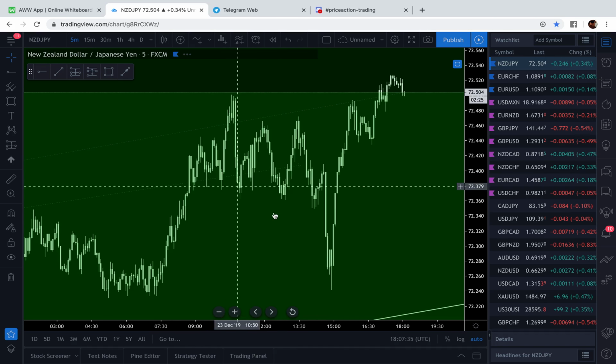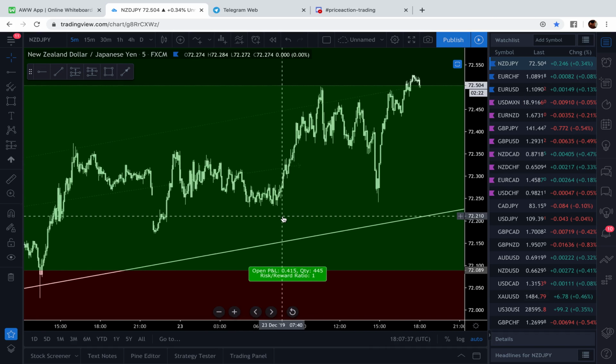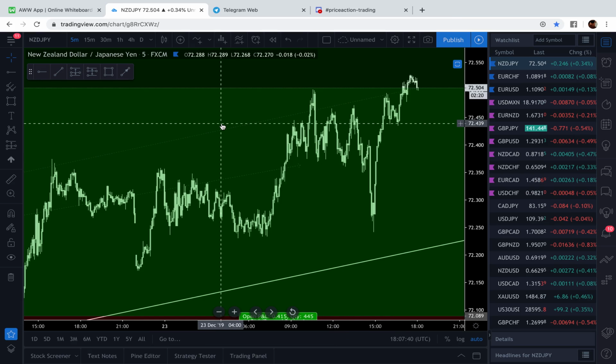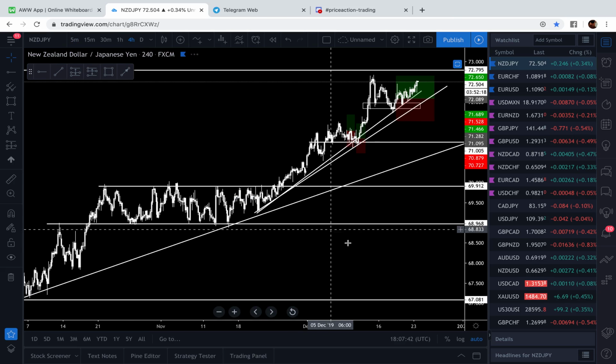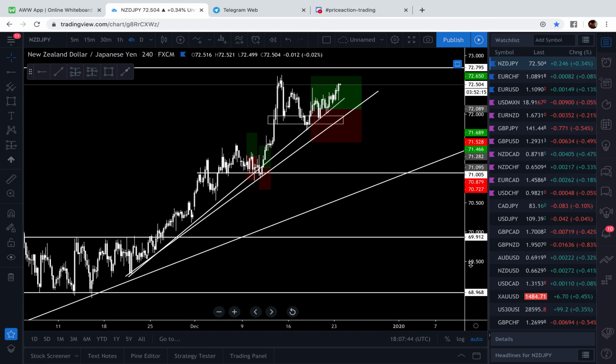Because whenever you go into the 5-minute chart, it's just such a low time frame and you're going to be drawing all sorts of weird trends and it doesn't work as well. What works great is just going to the daily and H4 because that's the overall direction of the market.